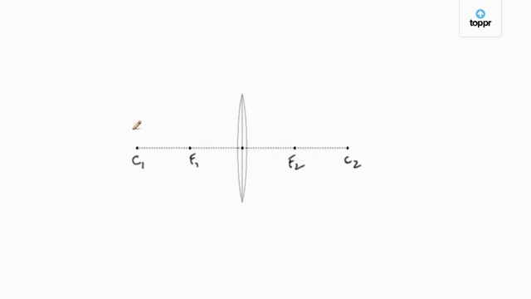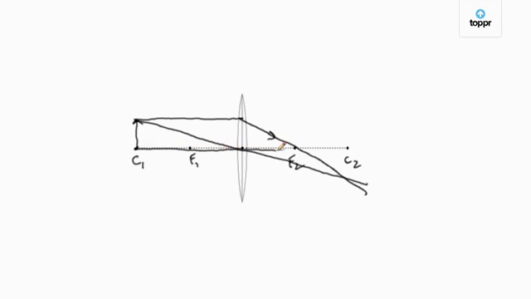Let us now place our object at the center of curvature and draw the ray diagram. Draw the first ray parallel to the principal axis, which after refraction from the lens is going to pass through the focus. Draw the second ray passing through the optical center, which we know is going to pass undeviated. Draw one more ray from the foot of the image, also passing through the optical center. Therefore, the image we get is real, inverted, and of the same size as the object.